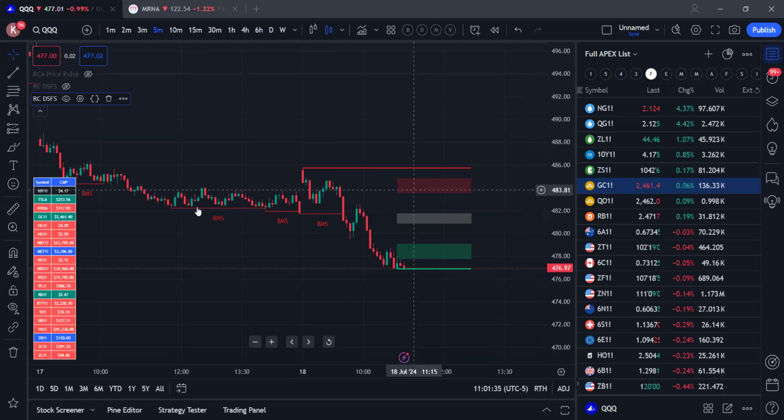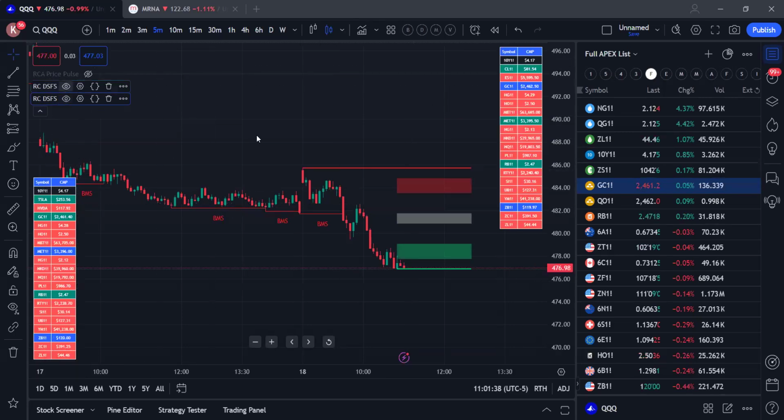So now, if you have one indicator showing all the futures, this one may show Tesla, Nvidia, whatever stocks you might have added.